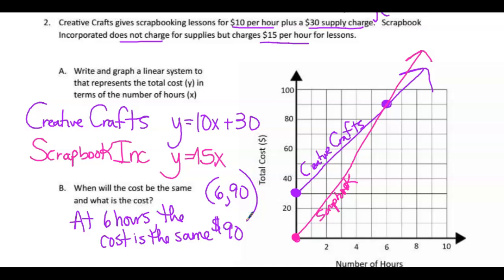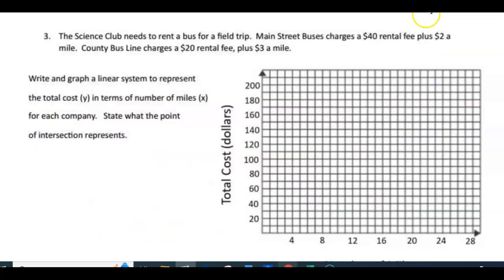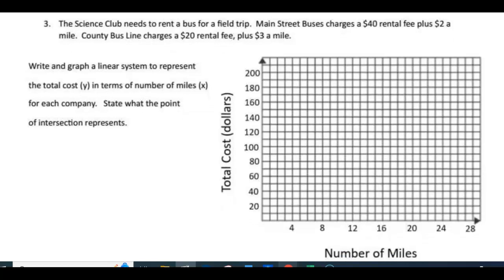Let's head to the back. I'm going to have to move this back. On this one, I'm not going to read the whole thing because you should have had time to do this. It says that Main Street Buses charges $40 plus $2 a mile. County Bus Line charges $20 rental fee and $3 a mile. Again, make sure you have Main Street Bus.